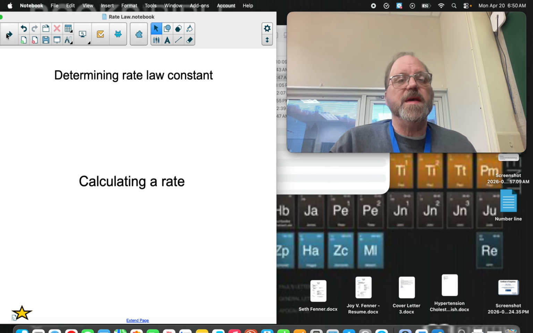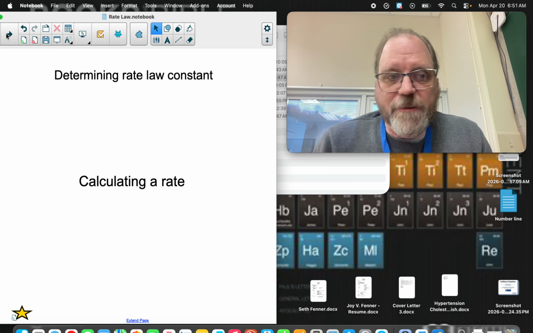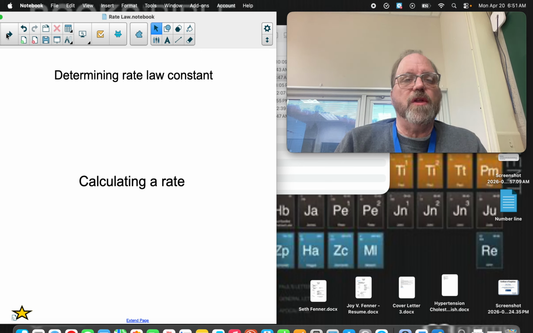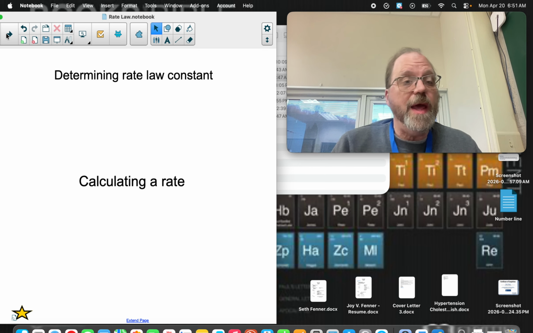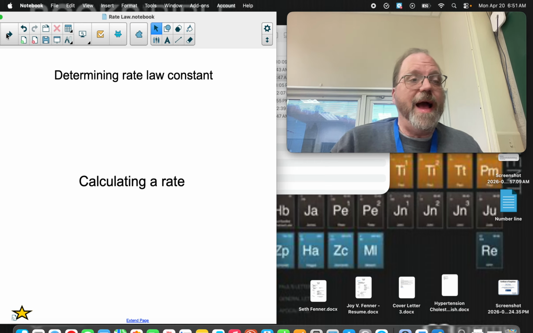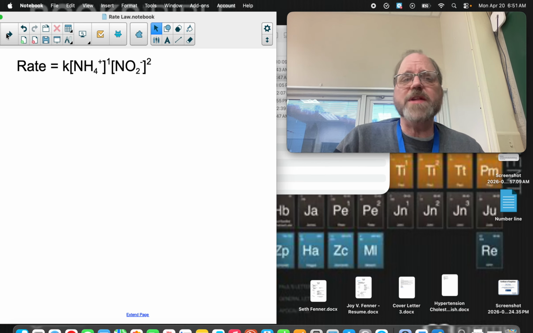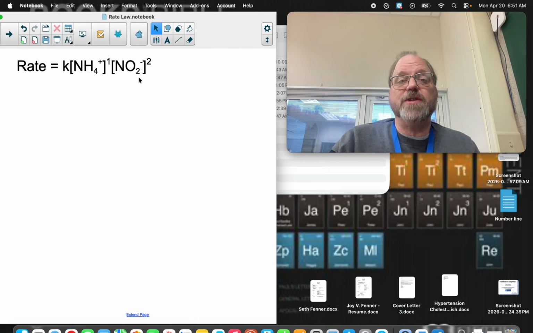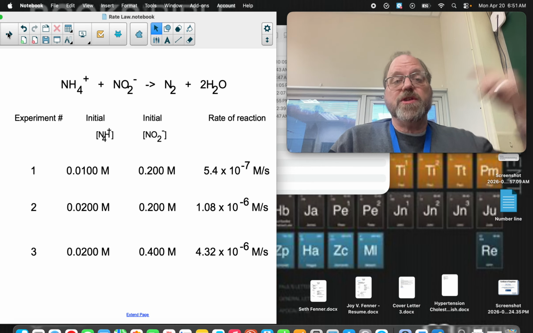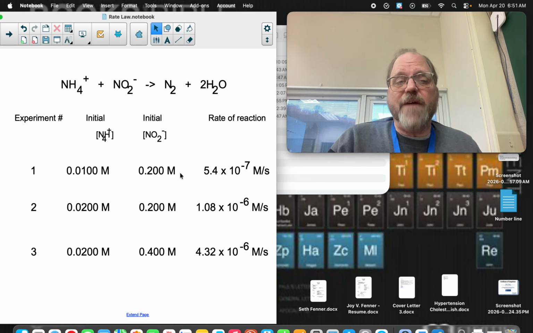All right. So the last thing we're looking at before we finish up here is determining the rate law constant, that k value, and then calculating the rate. How are we going to do that? Well, let's take that first example we did. The rate is equal to k times the concentration of ammonium to the first times the concentration of nitrite squared. Again, this is a third order reaction. Okay, let's go back and look, and we're going to use that first reaction just because it's the simplest one.